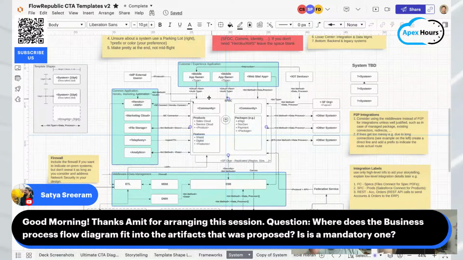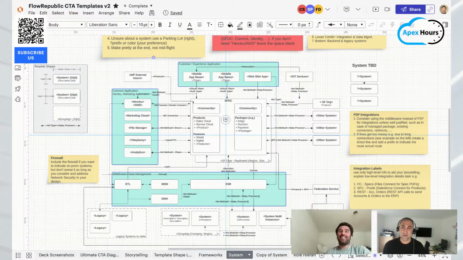I think we did have a question. Sorry, what was that on? Where does the business process flow diagram fit into the artifacts that was proposed? None of us is suggesting that. So Sam, what's your take on a business process flow diagram for the exam?